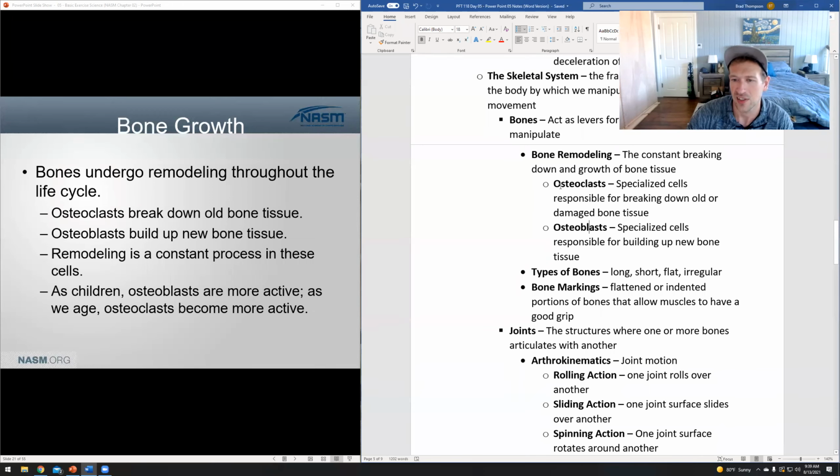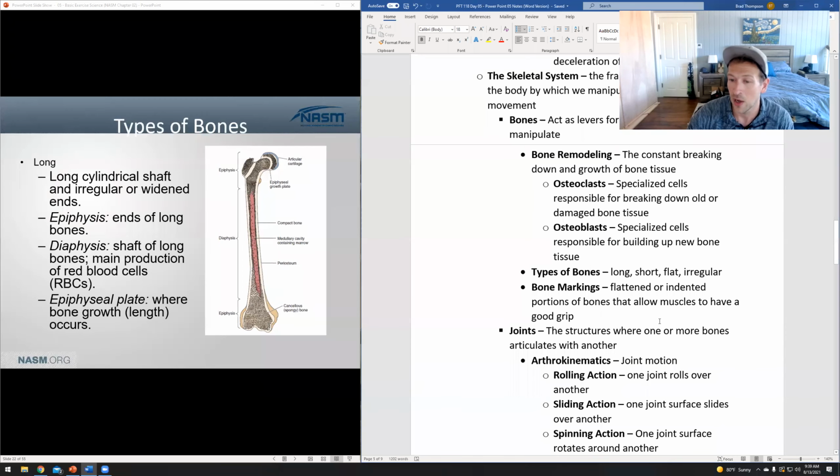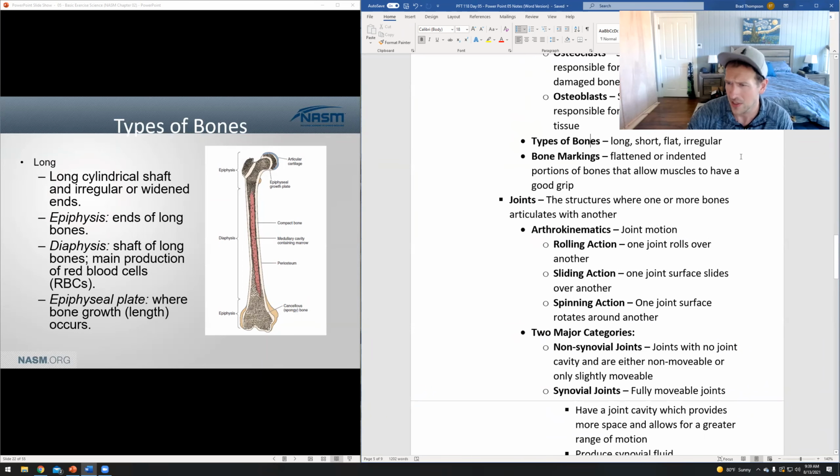So those are your osteoclasts and your osteoblasts. Now, looking at the different types of bones, you don't have to have too much of this memorized in this course, by the way. This is much more similar to our joint movements. This next section is important and it's in chapter 2, but we definitely spend a lot more time breaking this down and understanding movement next module in PFT 119.